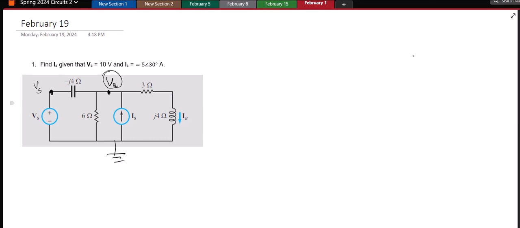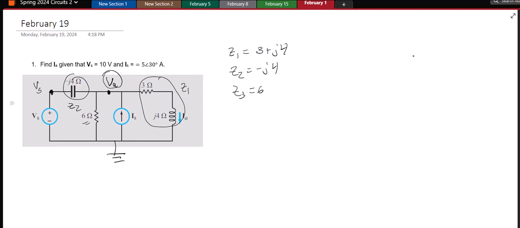Now I am going to call this one Z1, which is 3 plus j4. And then I'll say Z2 is minus j4, so this is Z2. And then Z3 is 6. You might say, why do I have this weird numbering 2, 3, 1? It's just because that's how I did it, and I don't want to copy it differently than how I have it on my paper.